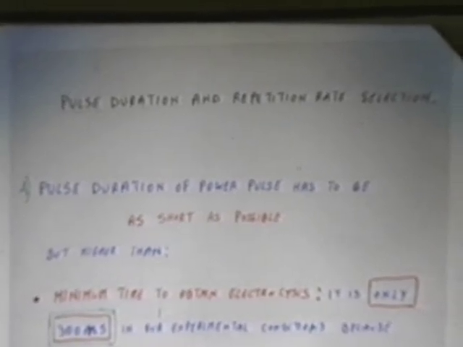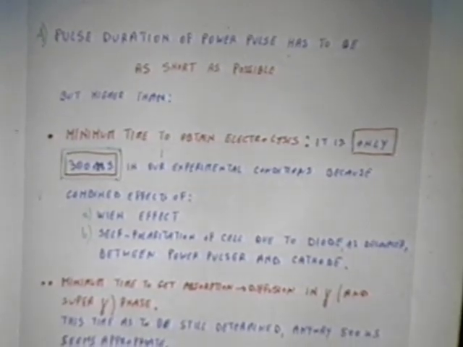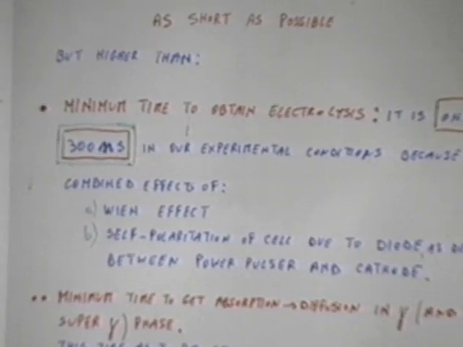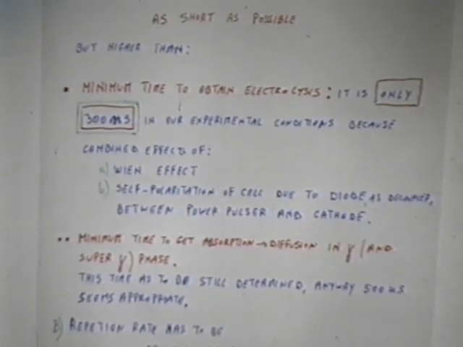There is some criteria to follow for pulse duration and repetition rate. The pulse duration has to be as short as possible to minimize the input power, but it has to be longer than the minimum time in order to get the electrolysis. We found experimentally 300 nanoseconds are enough to get electrolysis. This was a big surprise. But afterwards we can understand, because the wind effect helps very much for this kind of experiment.